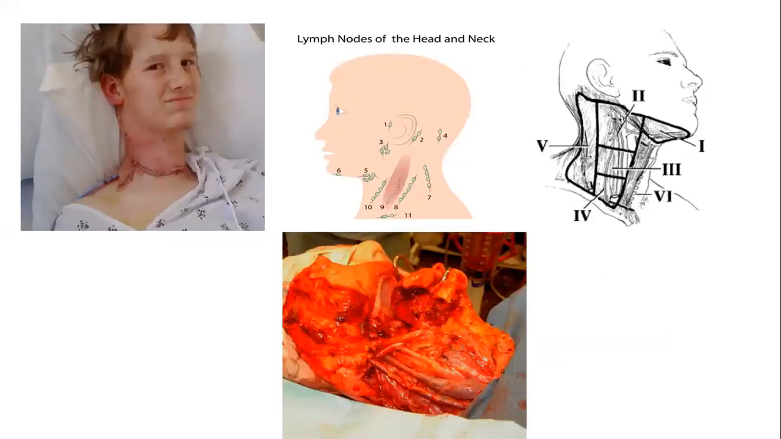Okay, this is this young man here. This is where they had to go in and remove the lymph nodes. And yes, that's a live person, this young man up here, where they went in and removed all the lymph nodes, and this is how they sewed them up.